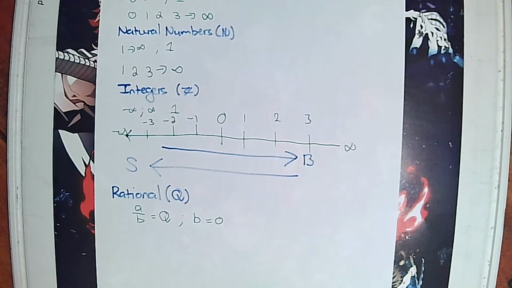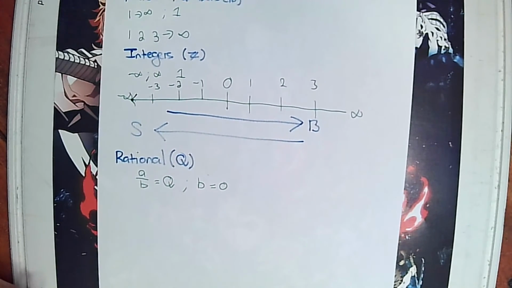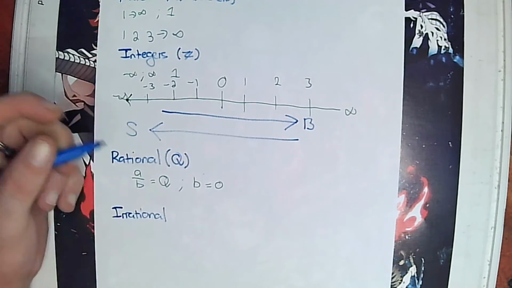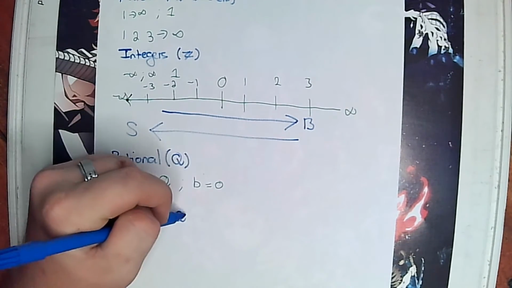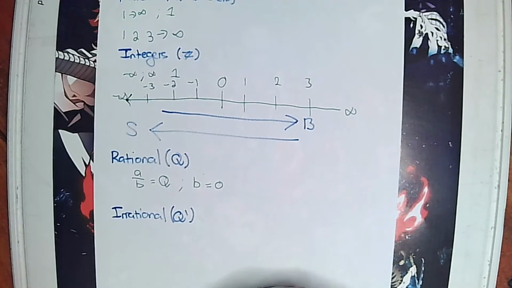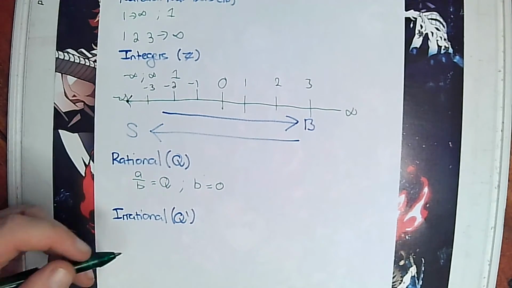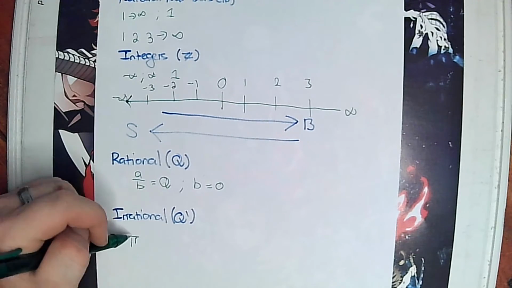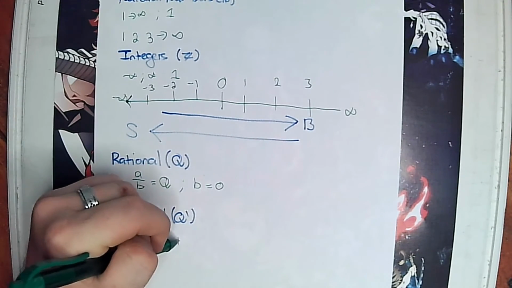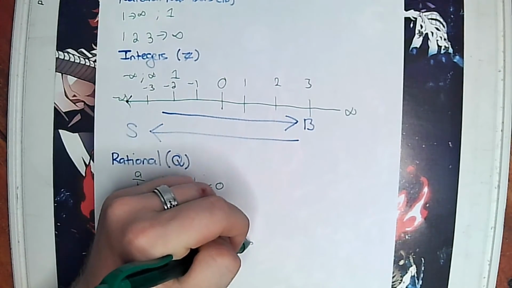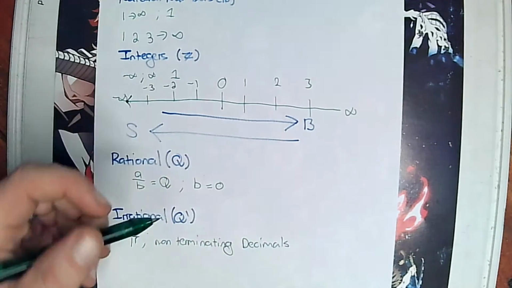The next set of numbers that we're going to look at is irrational numbers. Irrational numbers have the symbol Q prime. So what are irrational numbers? Well, they are basically any values such as pi or other non-terminating decimals, because pi is a non-terminating decimal.